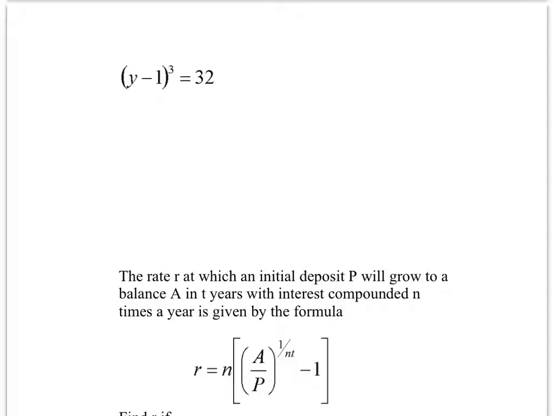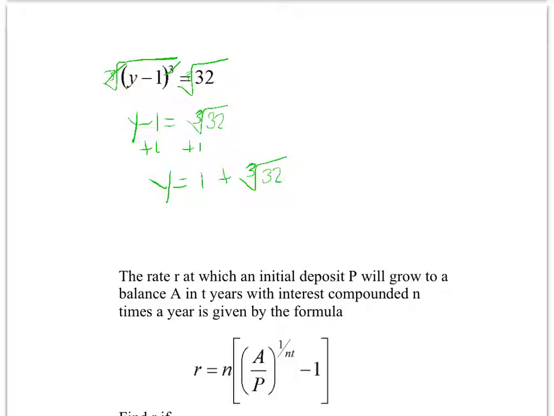All right, one more of these. Again, I have to get rid of the 3, so I'm going to take the cubed root of both sides. The cubes cancel, and I get y minus 1 equals the cubed root of 32. Now I add 1 to both sides, and so y equals 1 plus the cubed root of 32.